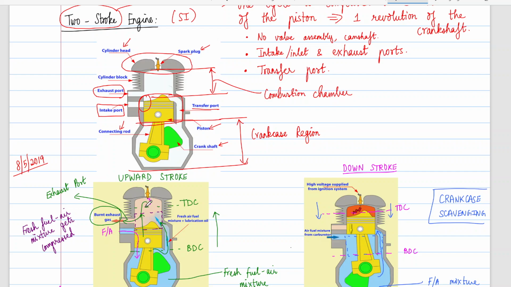Sir, RPM full form is revolution per minute, na? Yes, yes, yes. That's what I said. Yeah, so yes, you're right. Thank you, sir. All right.